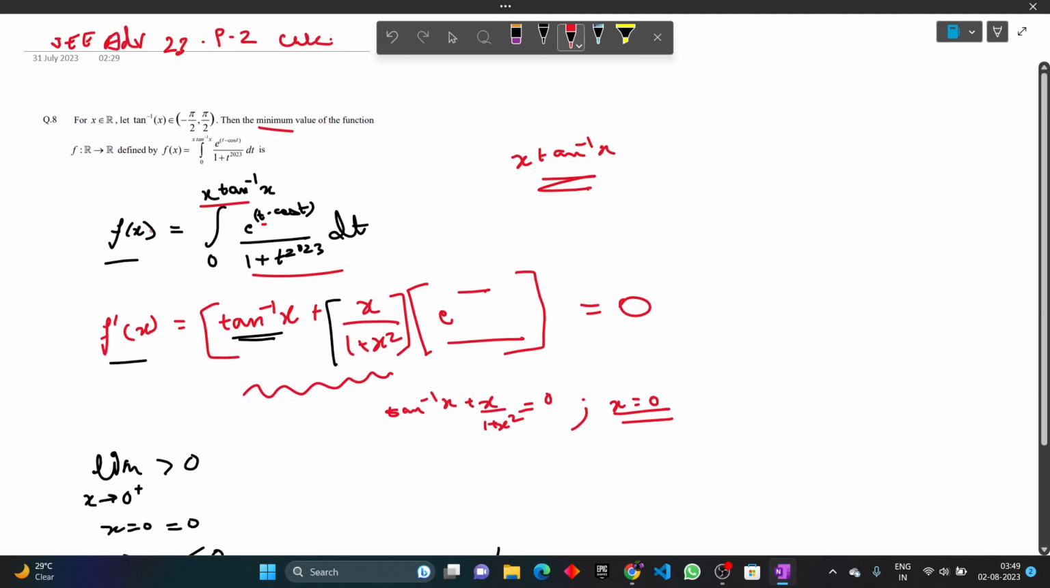Now at x is equal to 0, the value of f(x), f of 0, is the integral from 0 to 0 of this thing. So this will be equal to 0 only, because the limits are the same. Thank you so much. So the answer is 0.